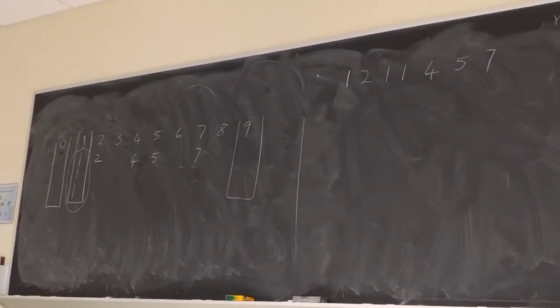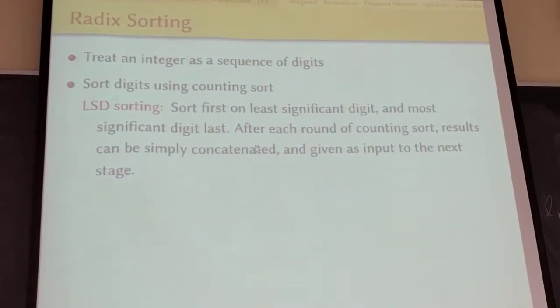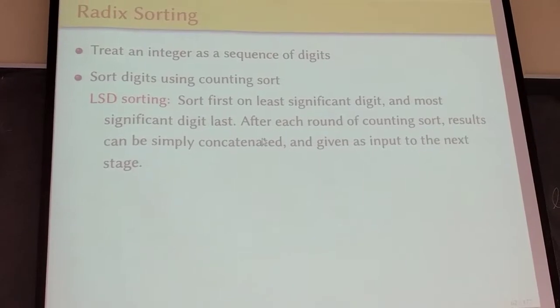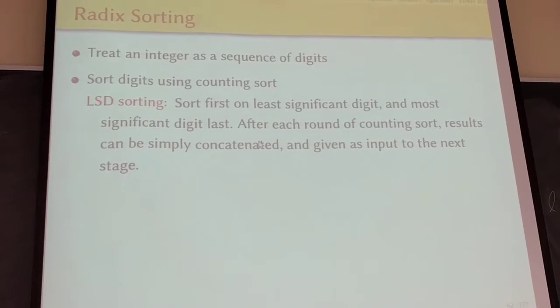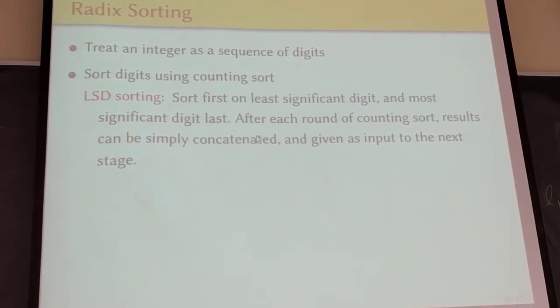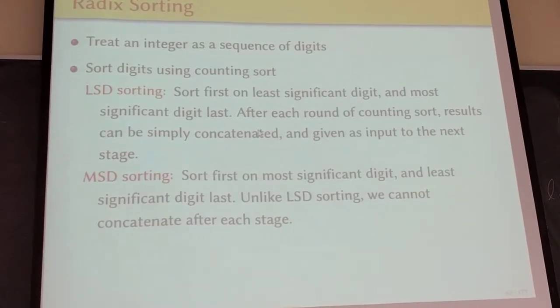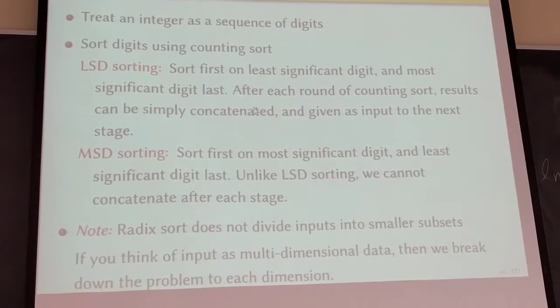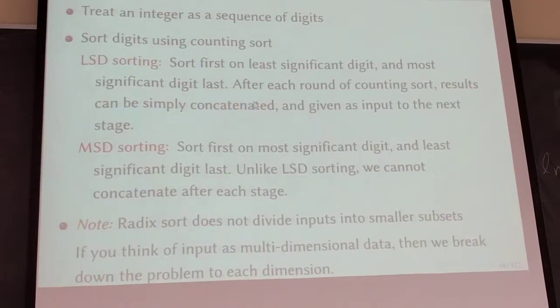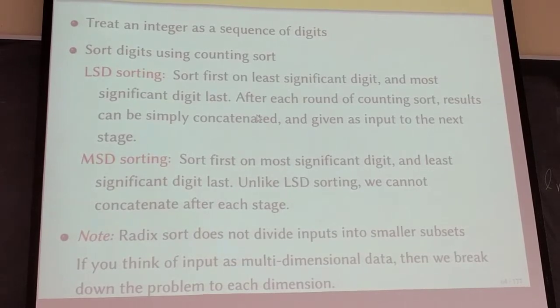So let's see how that works. When you say first, then the natural question is, are we talking about first from the right or first from the left? LSD sorting means you first sort on the least significant digit, and then in successive rounds you go to more significant digits. And in MSD sorting, you first sort on the most significant digit and then go to the right. So let's take an example, and we will see how this works.